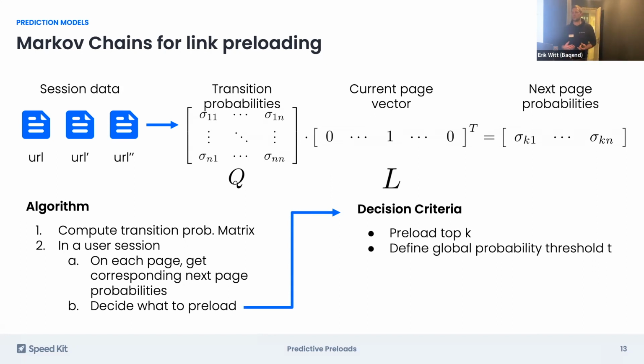Should we preload just the top K most probable links, like the top 2? Or should we define a threshold, at least 5%, and then we preload, and then we don't care about how many we preload? With 5%, it can't be more than 20 at least. But yeah, let's try that as well.